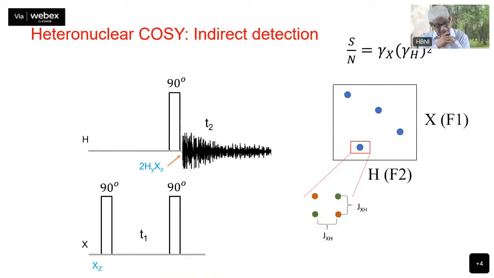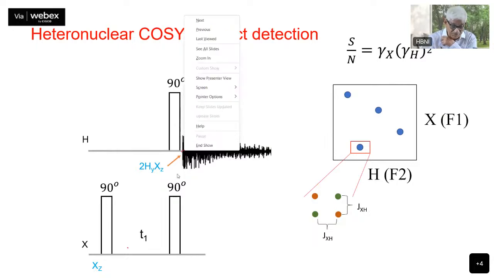Now indirect detection. In indirect detection, I want to detect the proton, but I want to excite the X nucleus. So what I will have to do is put two pulses on the X channel, but one pulse on the proton channel. So I put X 90, T1, 90 on the X channel. Therefore, I create X magnetization here. During the T1 period, it will be the chemical shift of the X nucleus. Then I transfer this to the proton at this point, therefore I will have 2HYXZ. 2HYXZ, this is antiphase.